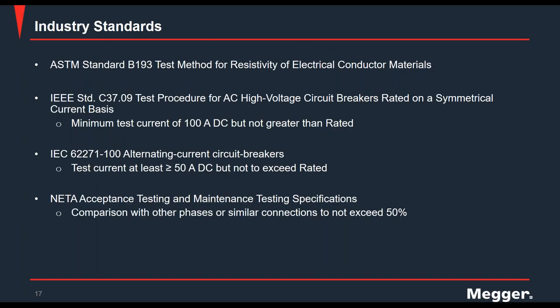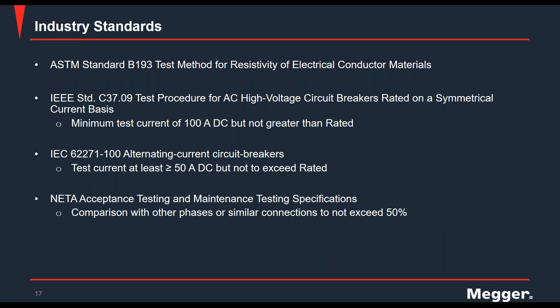Next, let's look at some industry standards that talk about low resistance testing. As I mentioned before, you have the ASTM standard B193, which is the test method for resistivity of electrical conductor materials. Now, going on to the IEEE side, standard C37.09 talks about test procedures for AC high voltage circuit breakers rated on a symmetrical current basis.